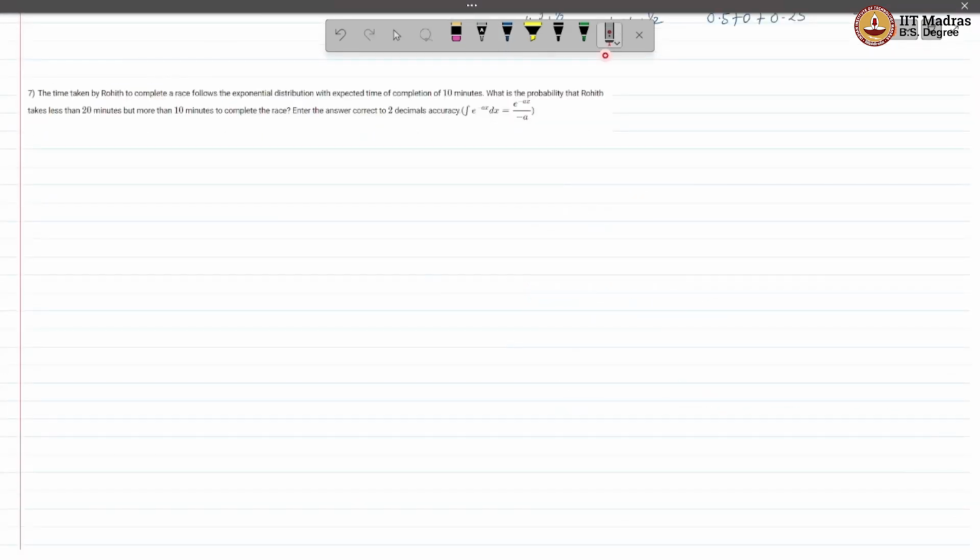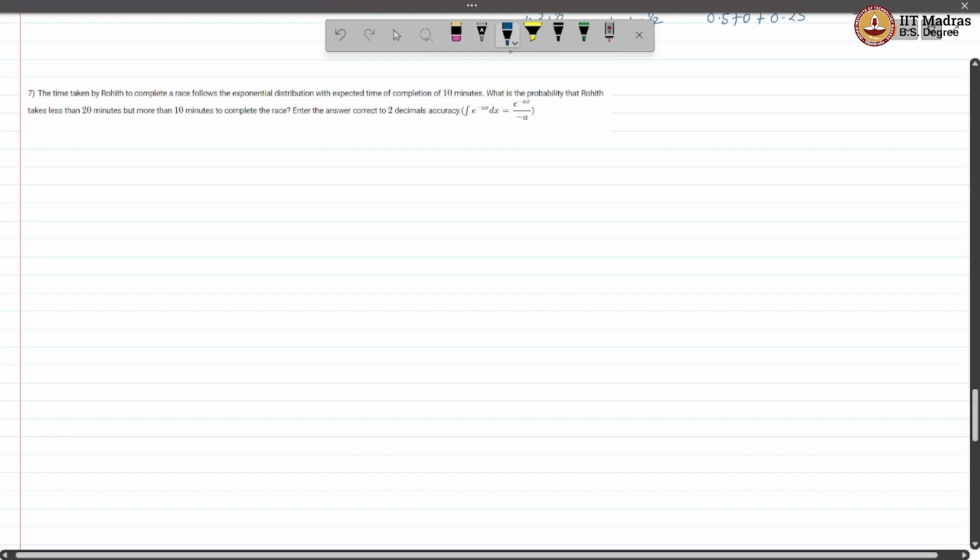In question number 7, the time taken by Rohit to complete a race follows an exponential distribution with expected time of completion of 10 minutes. What is the probability that Rohit takes less than 20 minutes but more than 10 minutes to complete the race?